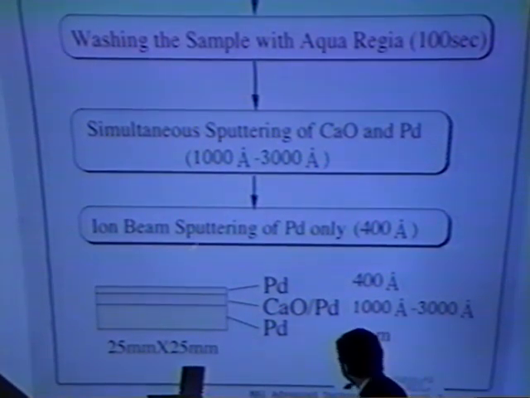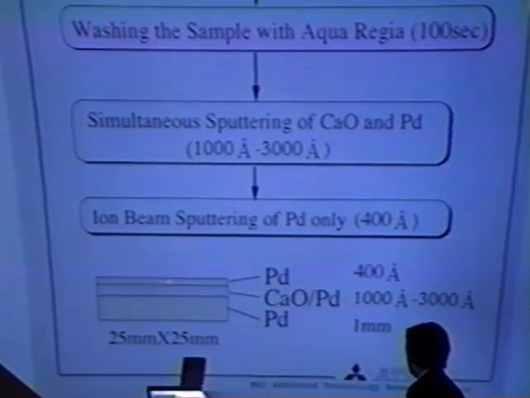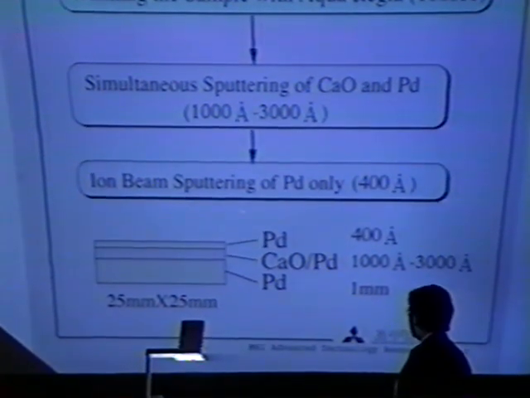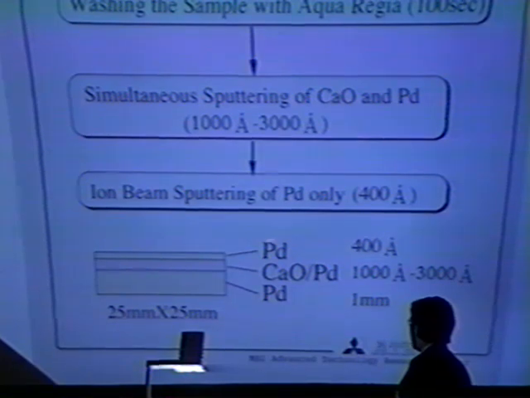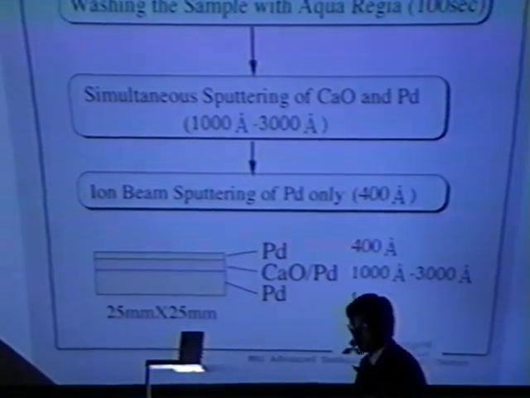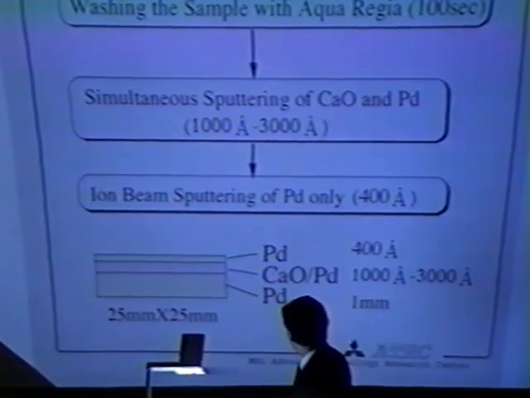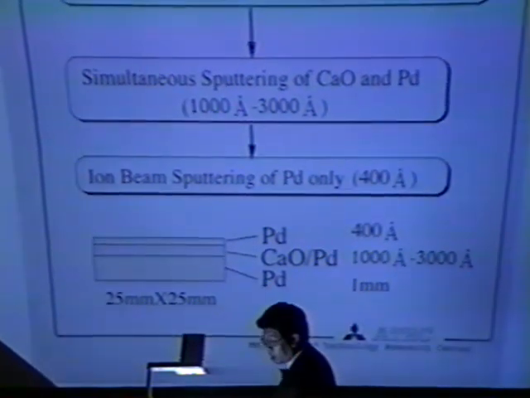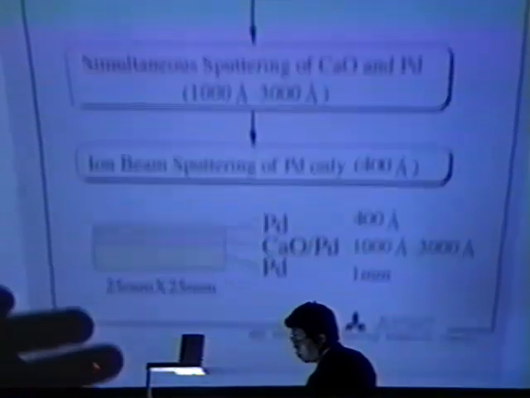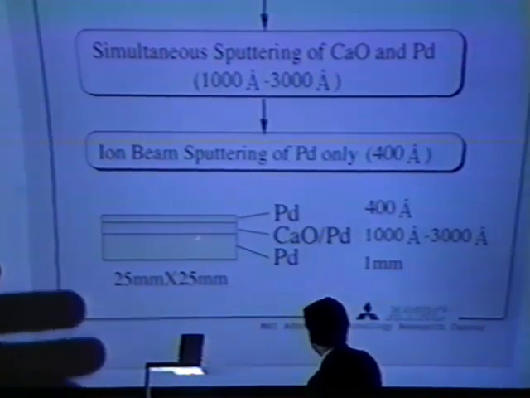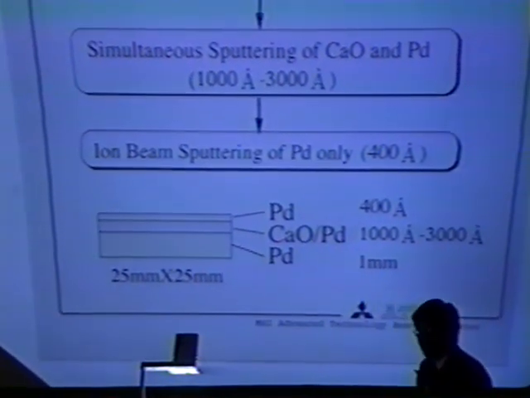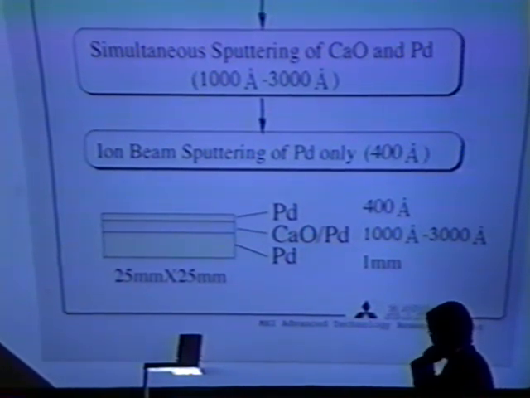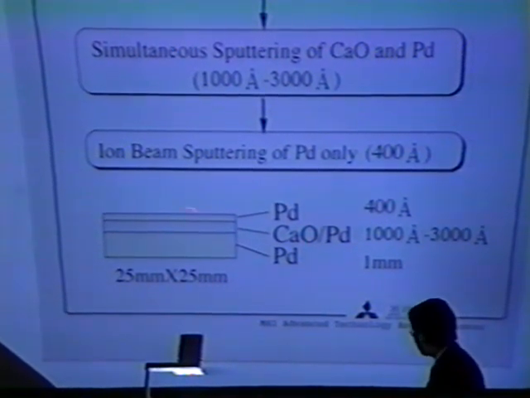And after that, by using ion beam sputtering, we formed a palladium thin film to avoid dissolving the calcium oxide into the electrolyte. And this mixed layer is put near the surface because we think that the nuclear reactions occur near the surface.